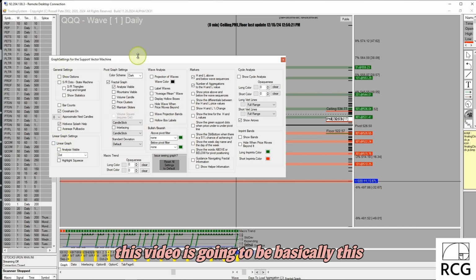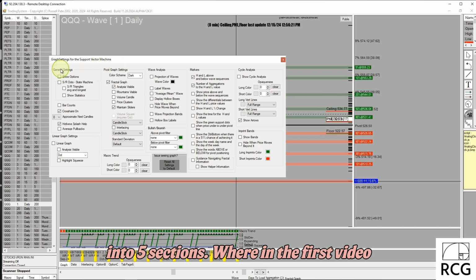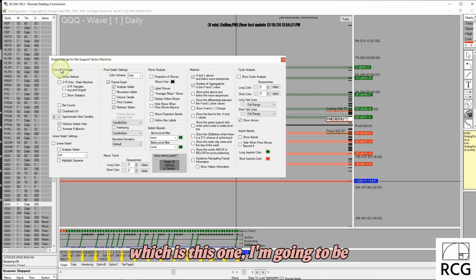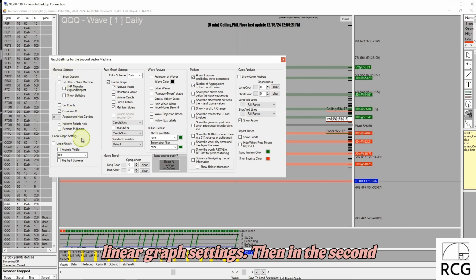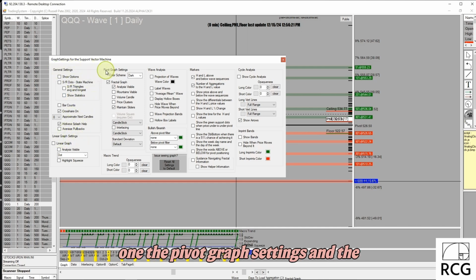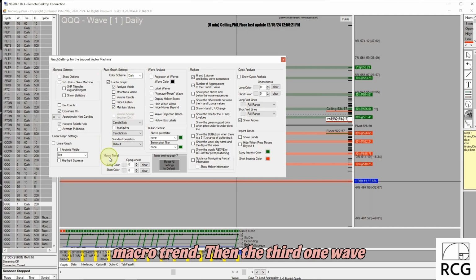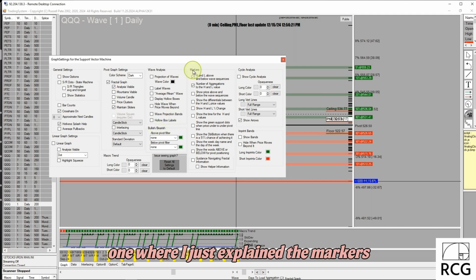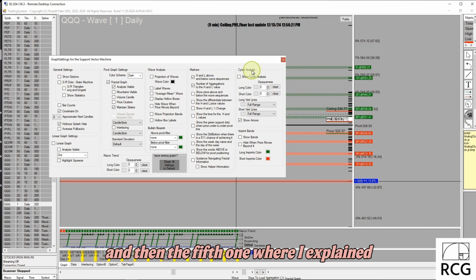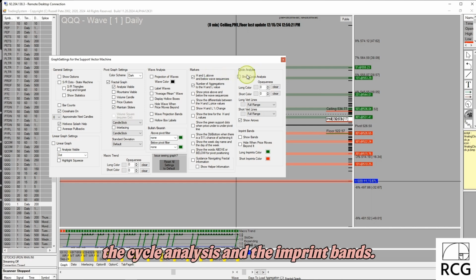This whole playlist is going to be divided into 5 sections. In the first video, which is this one, I'm going to be explaining the general settings and the linear graph settings. Then in the second one, the pivot graph settings and the macro trend. Then the third one, wave analysis and the bullish/bearish filters. The fourth one, where I explain the markers, and then the fifth one, where I explain the cycle analysis and the imprint bands.